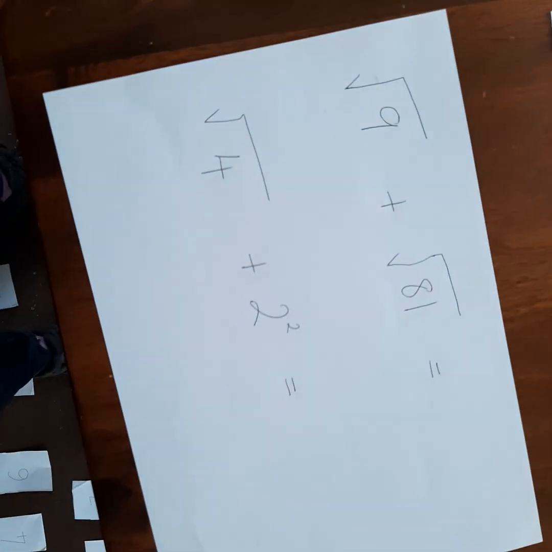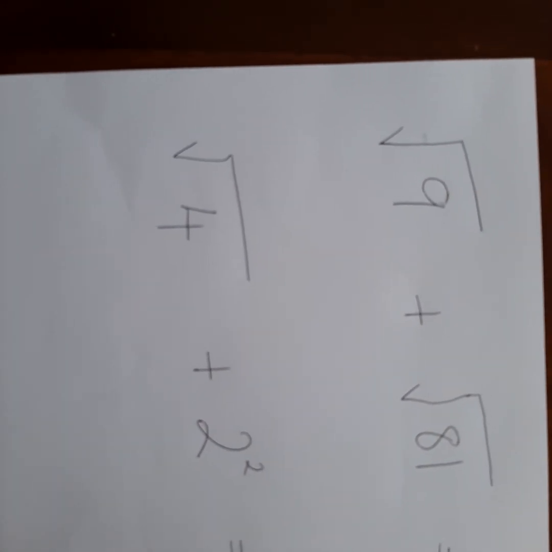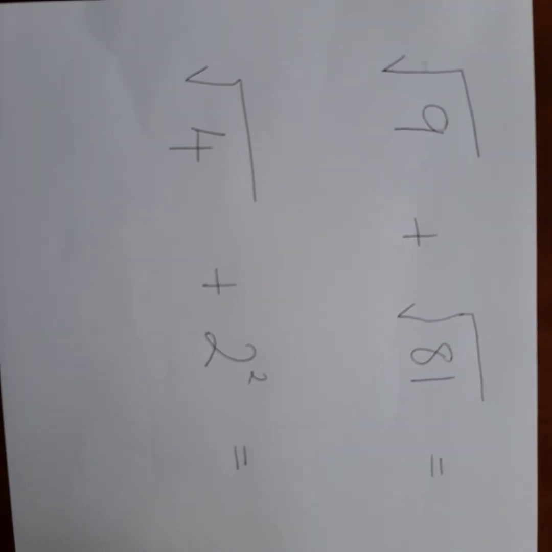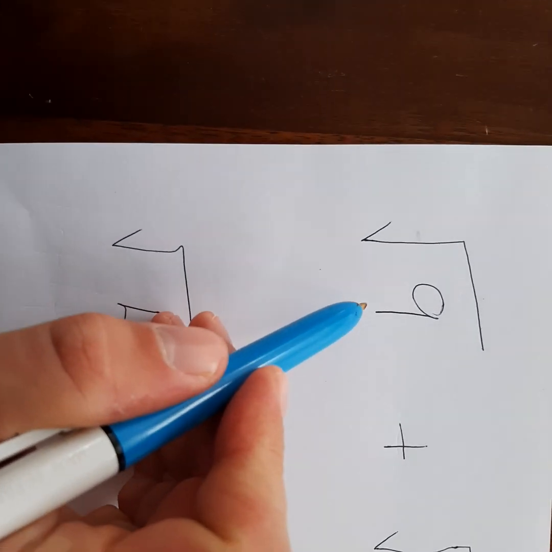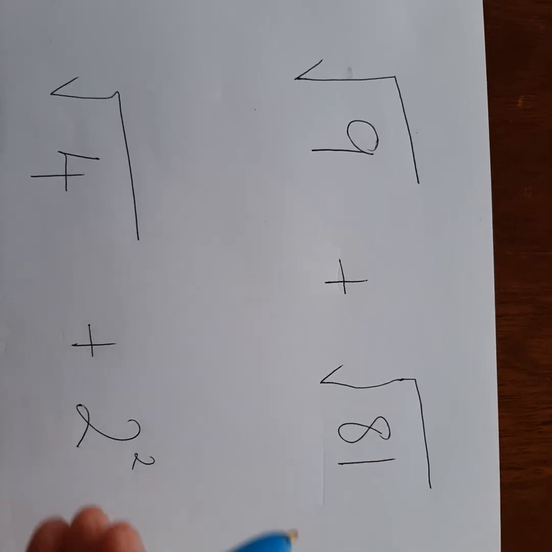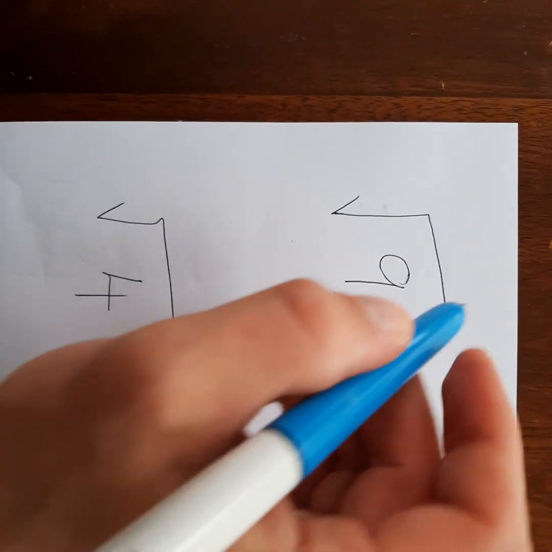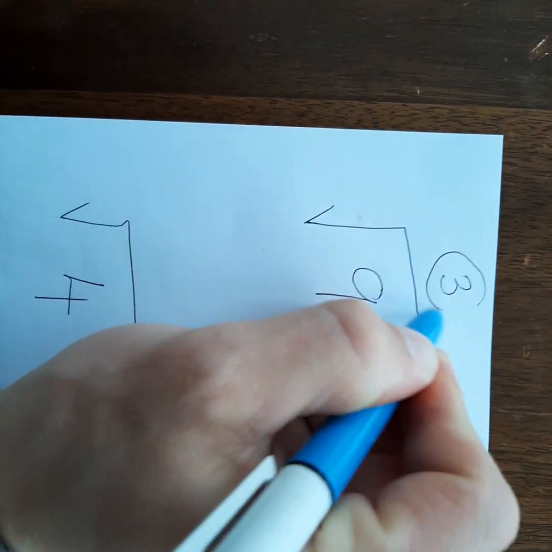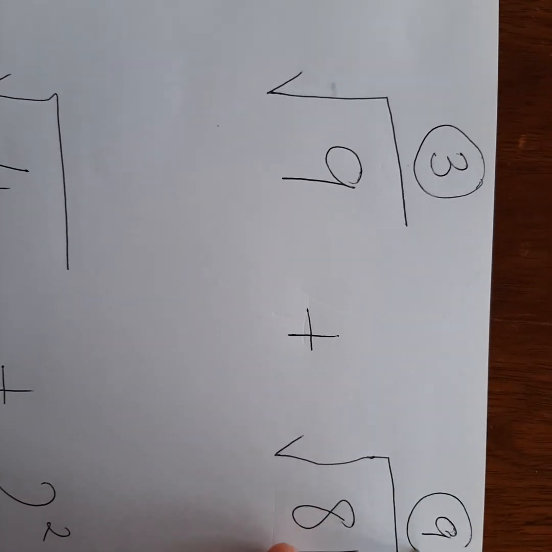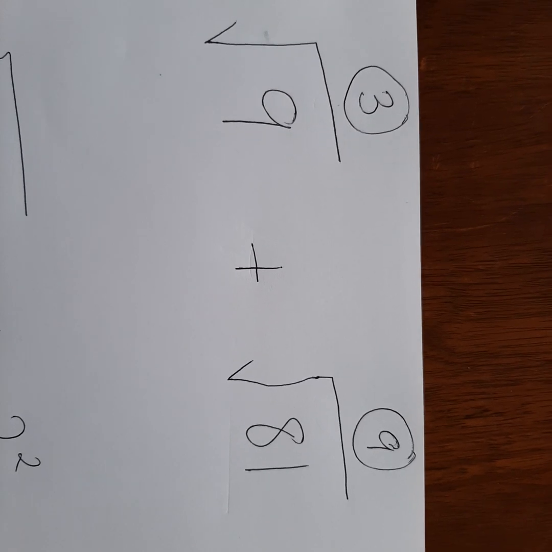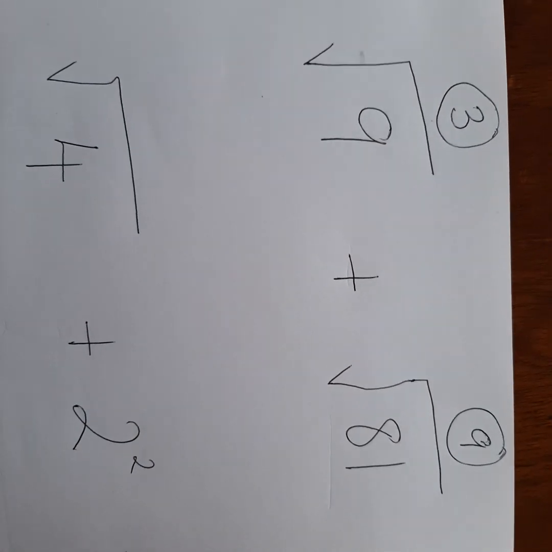Okay. And if you're finding that very easy, just challenge yourself a bit. Write out some problems for yourself, some number problems. So for example, you might have the square root of 9 plus the square root of 81 equals. So I know the square root of 9 is 3, because 9 is the third square number, and the square root of 81 is 9, because that's the 9th square number. So 3 plus 9 gives me 12.